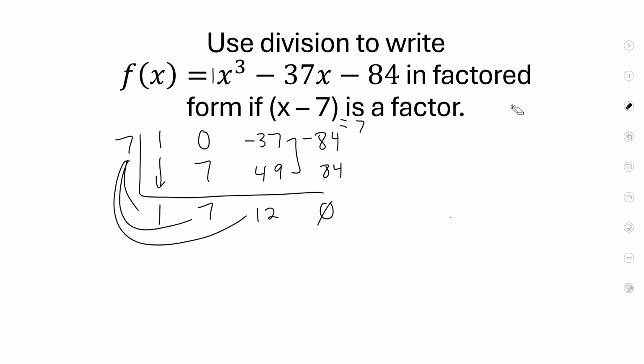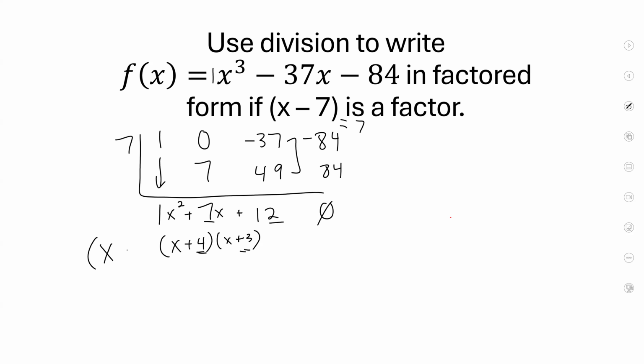So that means I can continue factoring here. This will become an x squared plus 7x plus 12. How can we factor this? Yep, 4 and 3. So this will be x plus 4 and x plus 3. Because 4 times 3 will give you the 12. 4 plus 3 will give you the 7. So all of my factors are x minus 7, x plus 4, and x plus 3. These are my factors.